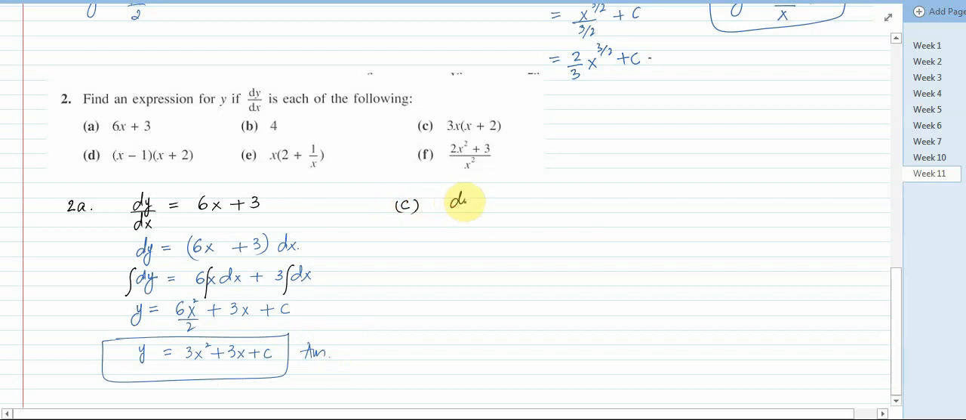Alright, after that you need to start from part C. It's dy over dx equals 3x times x plus 2. So what you need to do first is note down the solution of part A and then start part C, and for these two parts you have a time of 2 minutes, so start.